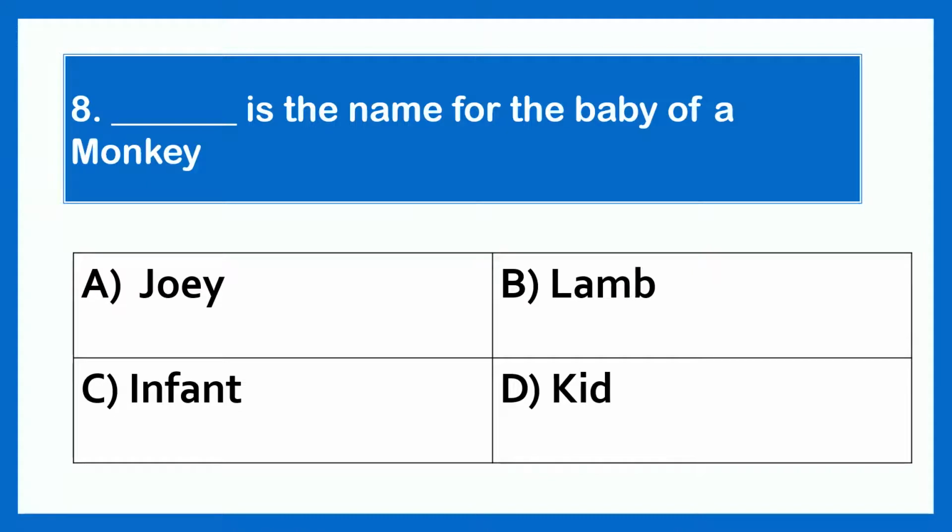Dash is a name for the baby of a monkey. Options are: option A, joy. Option B, lamb. Option C, infant. Option D, kid. The answer is option C, infant. Infant is a name for the baby of a monkey.